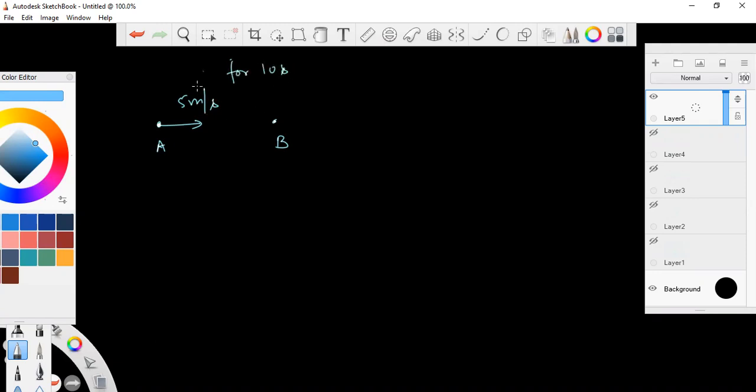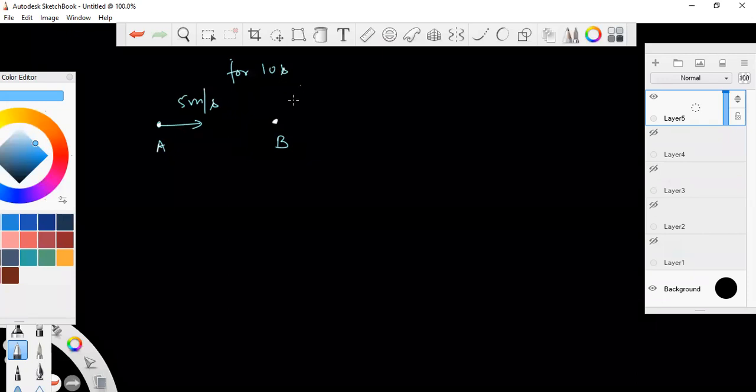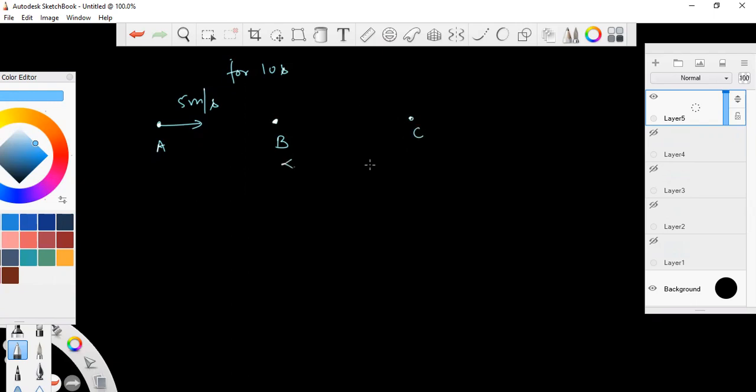When it is doing that, it reaches B. When the object starts from point A, it moves with a constant velocity of 5 meter per second for 10 seconds. It reaches B. After that, the person wants to go to C, which is how far away? 10 meters. From B to C, this is 10 meters. And here the person is trying to move at a constant speed of 10 meter per second. And when it is doing that, the person reaches C.